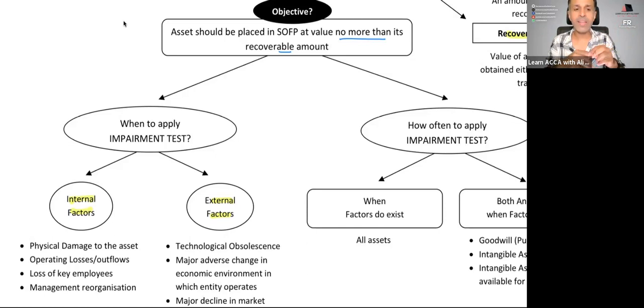Internal factors: physical damage to an asset. You can understand why this factor is an internal one. Physical damage to an asset. Why is this an internal factor for us? An asset gets damaged physically.